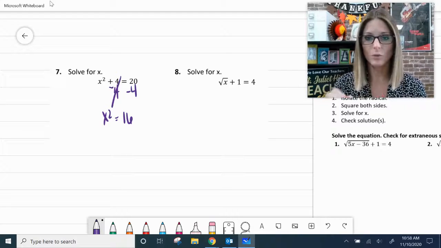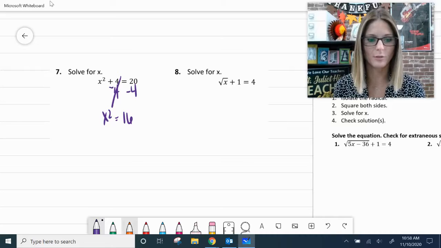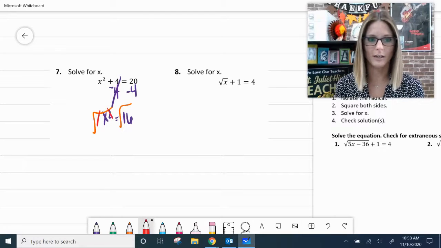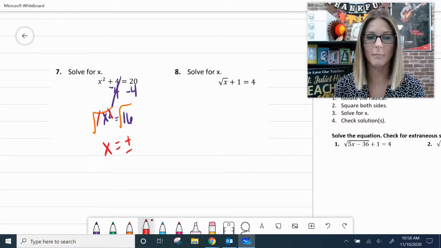To get rid of the squared, y'all usually know this. To undo a squared, you use a square root. So I'm going to take the square root of both sides. That'll cancel out the squared and just give us an x. And then just as a reminder, if you take the square root like we did here, then you are going to have plus and minus.